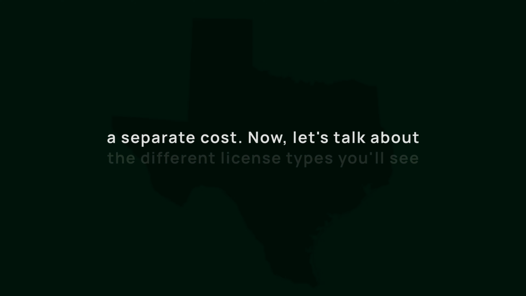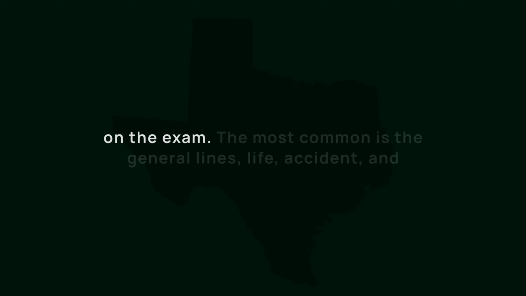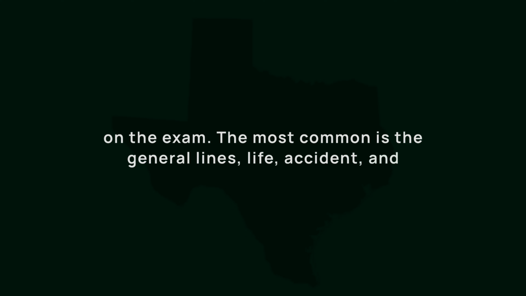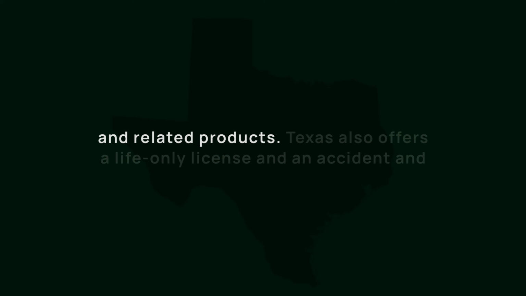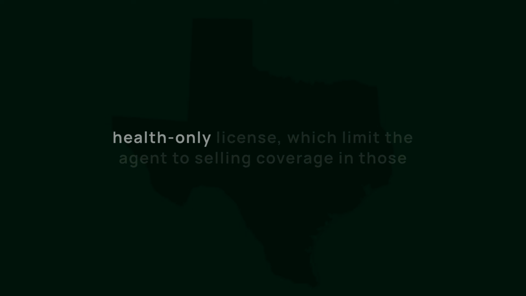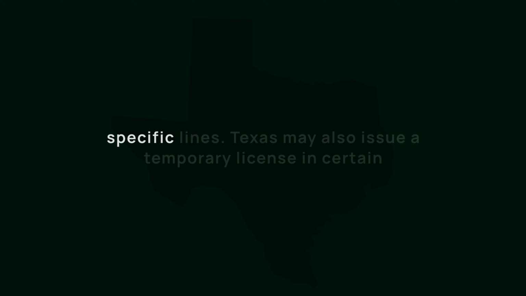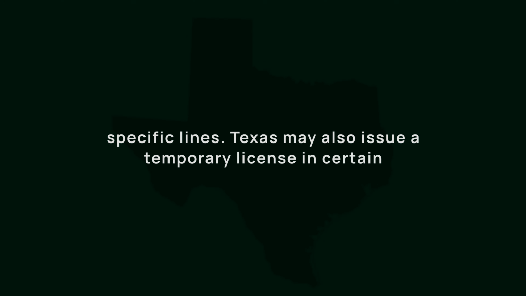Now let's talk about the different license types you'll see on the exam. The most common is the General Lines Life, Accident, and Health license. This allows an agent to sell life insurance, health insurance, and related products. Texas also offers a life-only license and an accident and health-only license, which limit the agent to selling coverage in those specific lines.